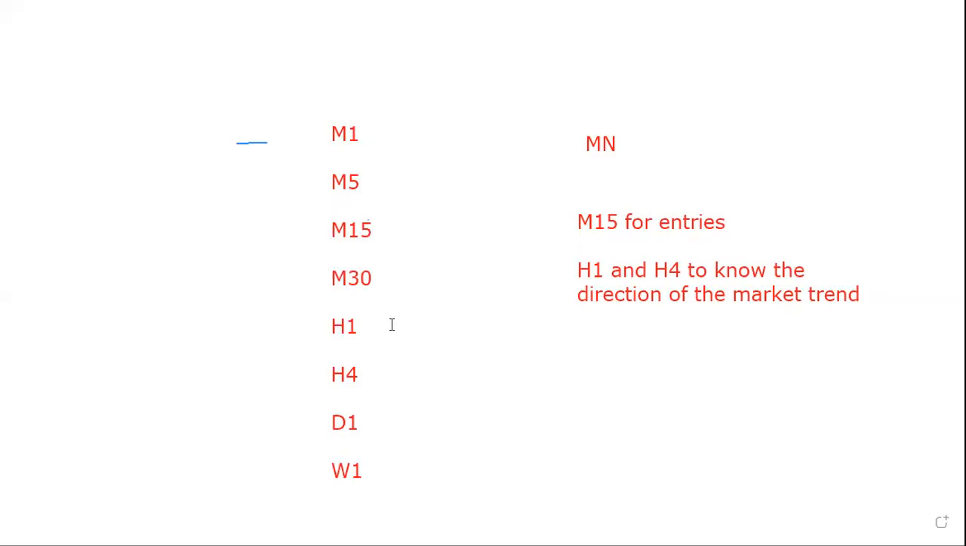Okay, now let's assume that we are traveling, and we are going to the UK, London in particular, and we know that we are going to the UK, right? That's where we are going to. That's our direction, and that is H1 and H4 for you. They show us where the market is supposed to go to.